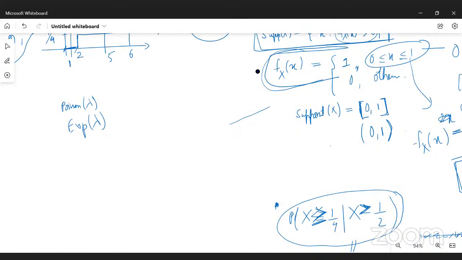Expectation for exponential distribution. What is the expectation of exponential distribution? 1 by lambda, but I think we have not covered that so far. Yeah, it's not covered, but I think it's in the practice assignment. It's coming in week 5 or week 6.